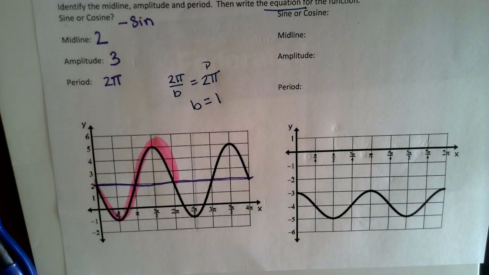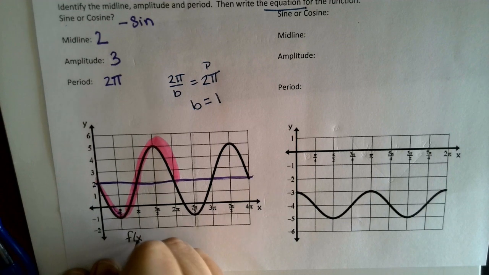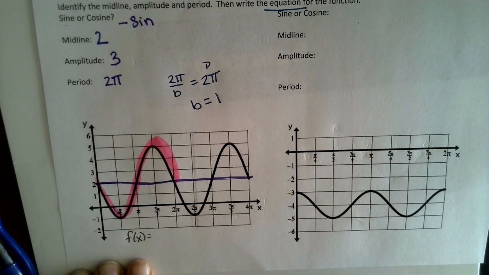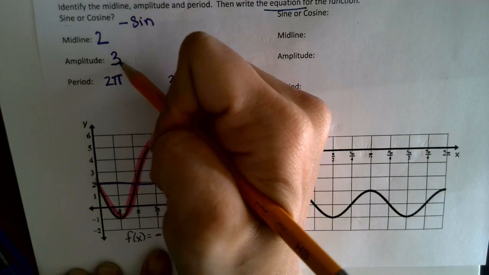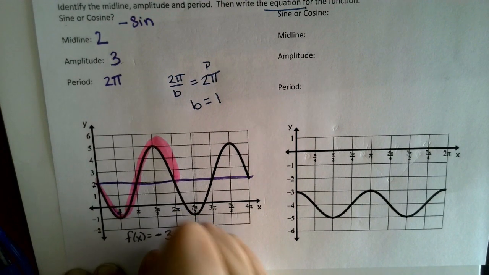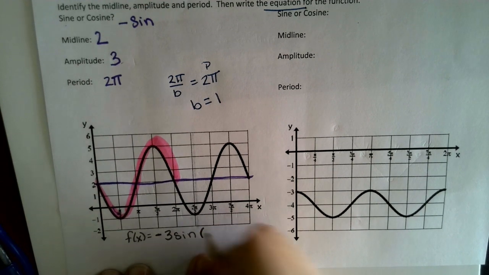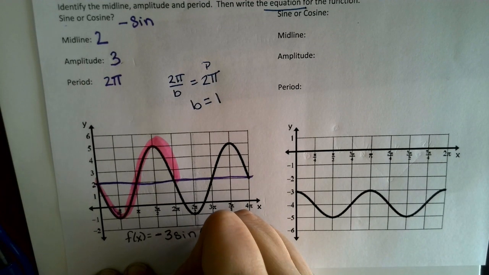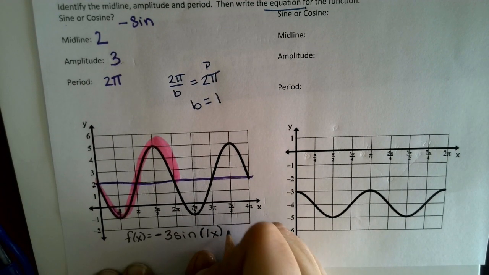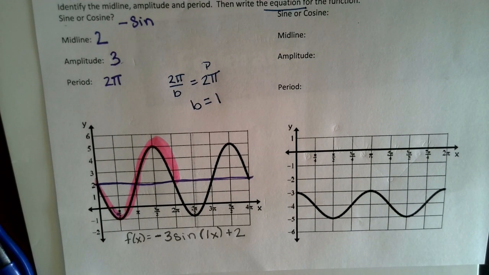Now we are going to make our function. So I'm going to do it at the bottom. So we have f of x. Well, we know it's negative since it flipped. Our amplitude comes next, so that is our 3. Our function is sine. Our b is 1. I'm going to write the 1 in here just so you can see it, but you do not have to write the 1 in the long run. And then we're adding our midpoint at the end. And we just created a function from a trig graph.